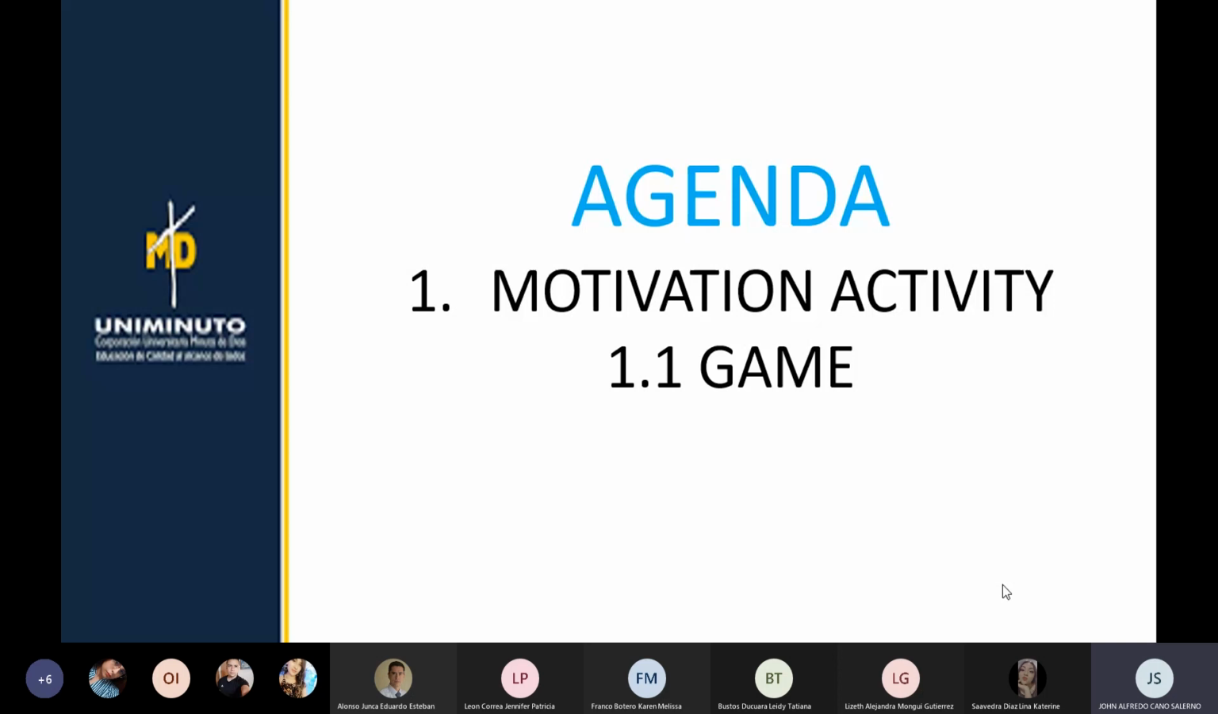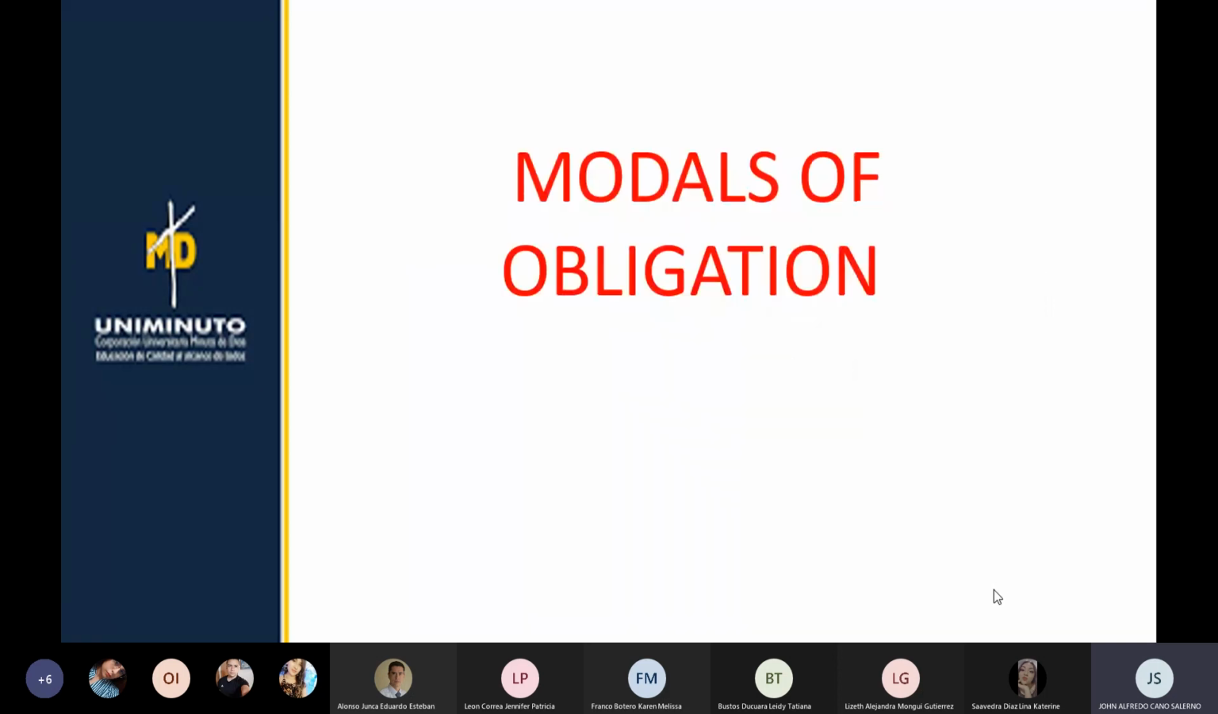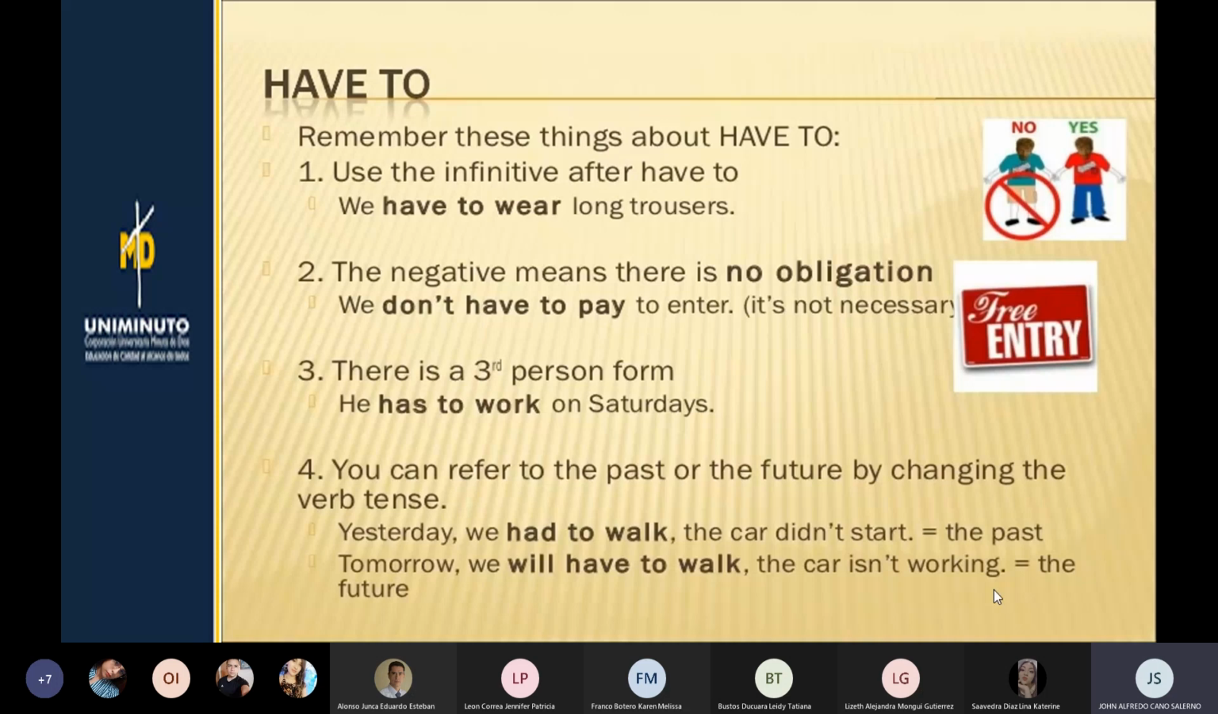First, we have the motivation activity and the game. In this motivation activity, we have modals of obligation. So for today, we are going to talk about 3 modals of obligation. Number 1, have to. Number 2, must. And number 3, need to. Perfect. So, have to. This is the modal number 1. Eduardo, could you do me a favor? Turn your microphone on and read the information, Eduardo.